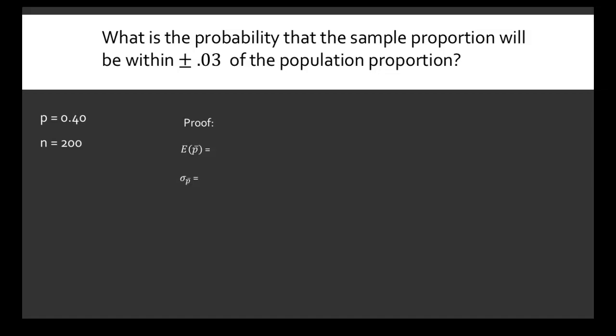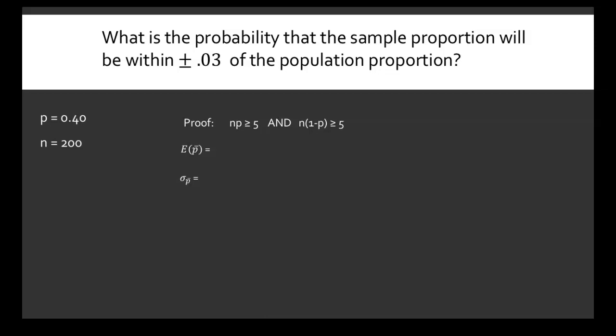So we need our proof. We need to be able to prove that this is normally distributed. Since we're dealing with proportions, our proof needs to be n times p is greater than or equal to 5, and n times 1 minus p is greater than or equal to 5. So if we work out that math, n times p, our 200 times 0.4 equals 80, and n times 1 minus p equals 120. So we're good on both of those as our proof.